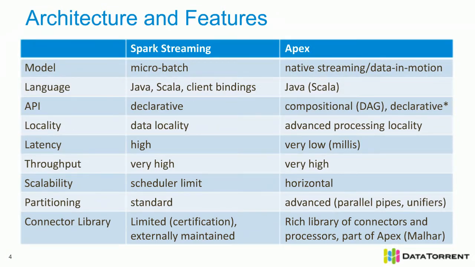In addition to that, based on the demand that we see out there, Apex also starts to provide a declarative API, which is a higher level API built on the compositional and the DAG style API, which essentially locks down some of the flexibility, but in return makes it easier for a newcomer to build the application based on a fixed set of primitives that are available.